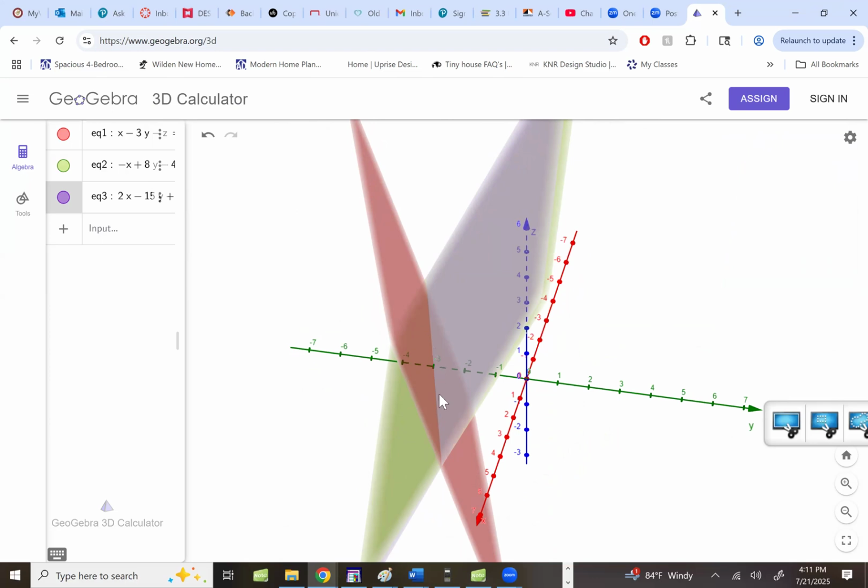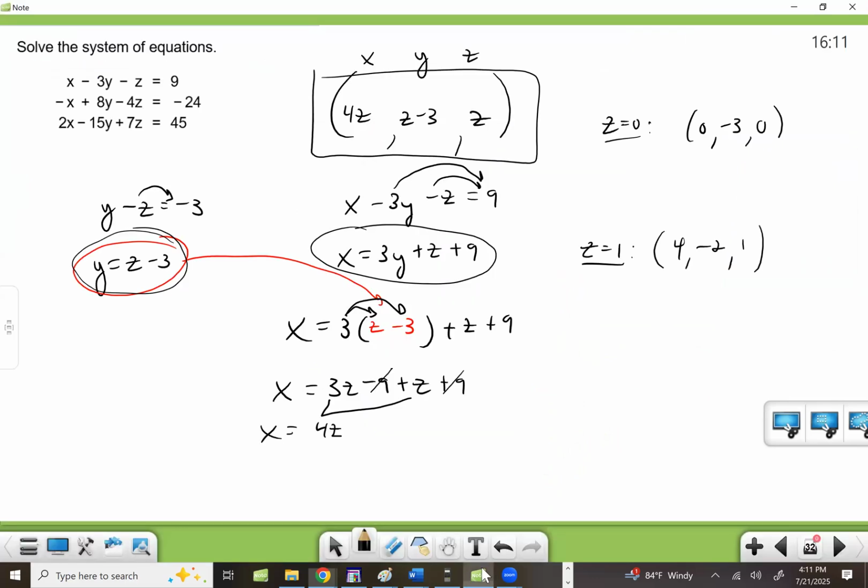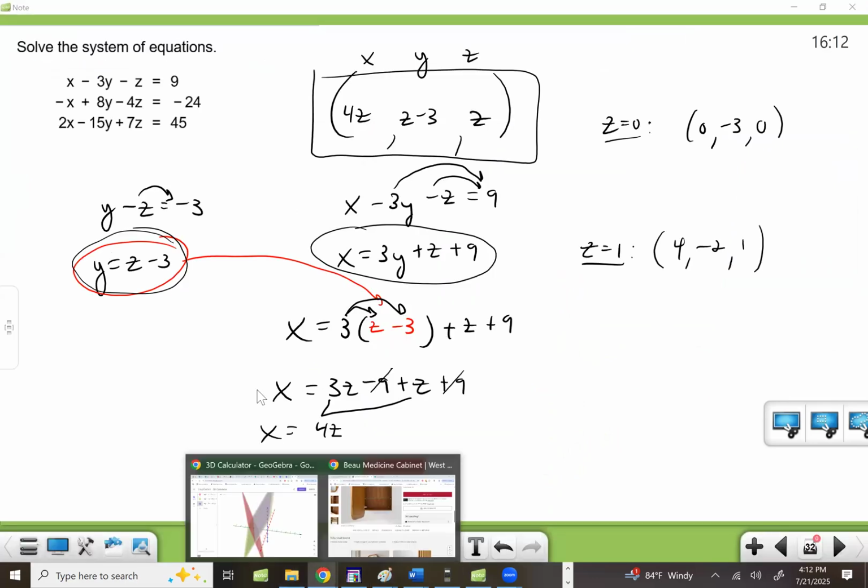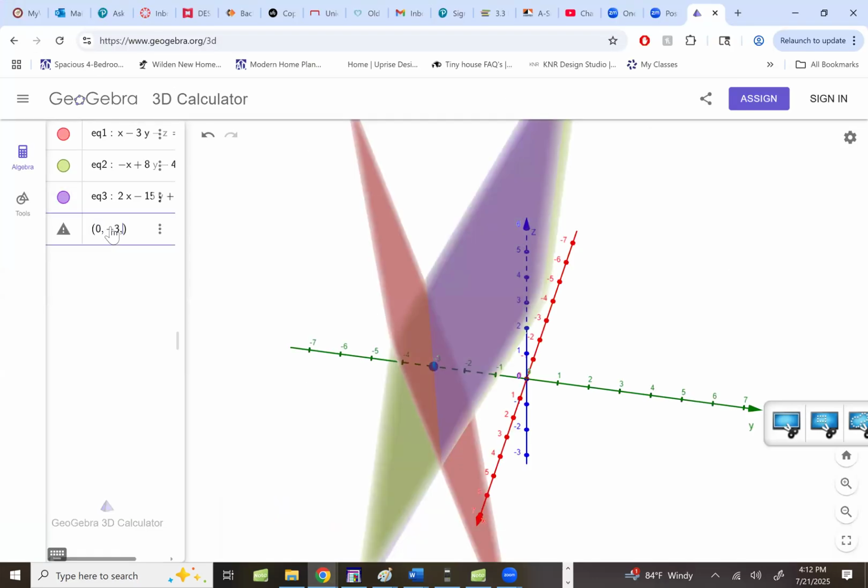Okay. Now, those ordered triples that we got, what were they? 0, -3, and 0. Let's go type that in. 0, -3, and 0. Boom. Notice the point showed up right there on the intersection, okay? And then we had, what was it? 4, -2, 1. Yeah, there it is.